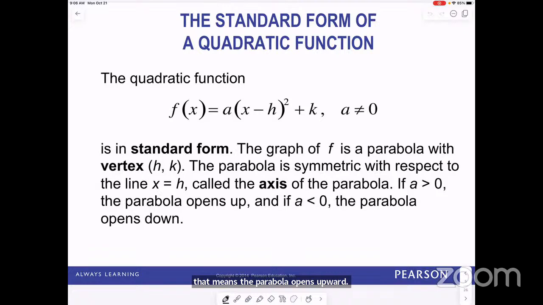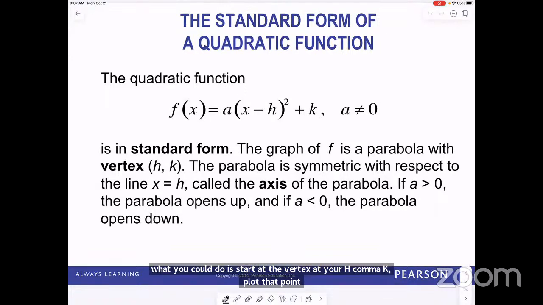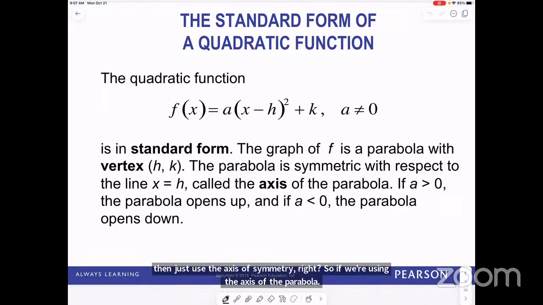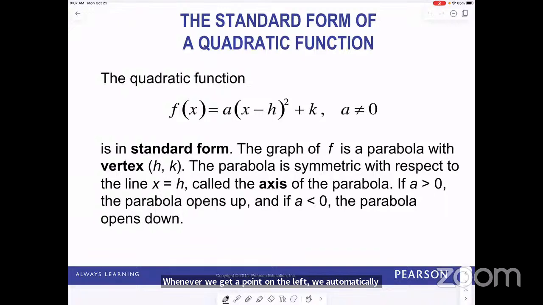So what you could do is start at the vertex (h, k), plot that point, and then use the axis of symmetry, right? If we're using the axis of the parabola, whenever we get a point on the left, we automatically get a point on the right, and vice versa. So every time you get any additional points, you get 2 for 1. Then you just plot those few symmetric points on either side of the axis of the parabola, and that can be your graph.